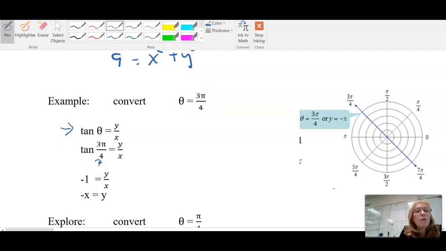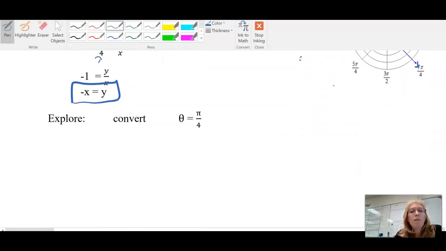Well, the tangent of 3 pi over 4, we're 3/4 of the way over, so we're in quadrant 2, right here. We know tangent's negative, so this is negative 1 equals y over x. So y equals negative x. This is a line with a negative 1 slope, which is what we thought we should have. All right, try yours.